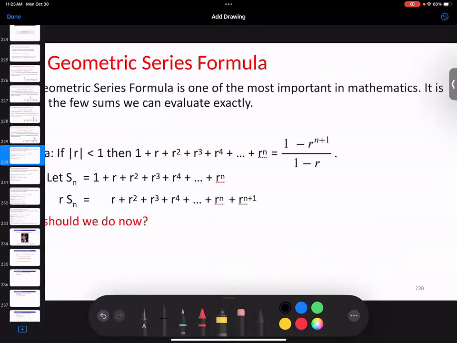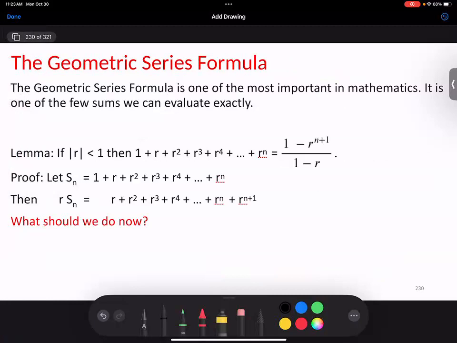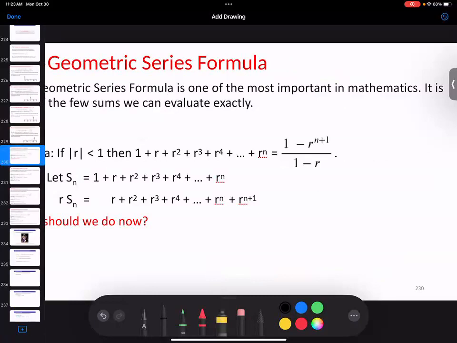Everybody should have seen at least one point in their life the algebra proof. You write out the finite sum going up to r to the n, you multiply by r, and you shift everything over. It should be screaming at you what to do. What do you do? Subtract. And what is it called when you subtract? There's a special name for the type of sum when you subtract. Telescoping. So it's a telescoping sum.